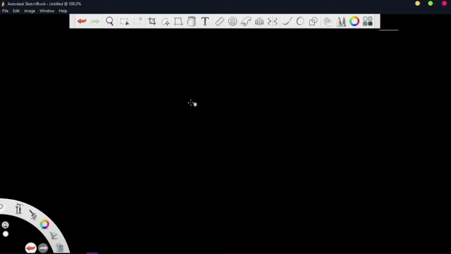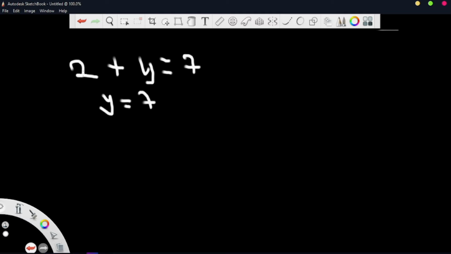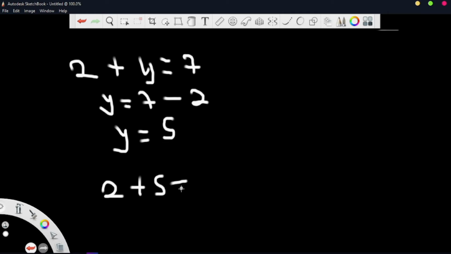Let's say we have been given 2 plus y is equal to 7. If we want to solve this one, I'm going to say y is equal to 7, and notice that my 2 here is positive, so once it crosses the equal sign it becomes negative. So now it will be 7 minus 2, which is 5. And if you want to see if what I've done is correct, I can say 2 plus, where I've got my y I can replace with 5, and when I add 2 plus 5 I get back my 7.